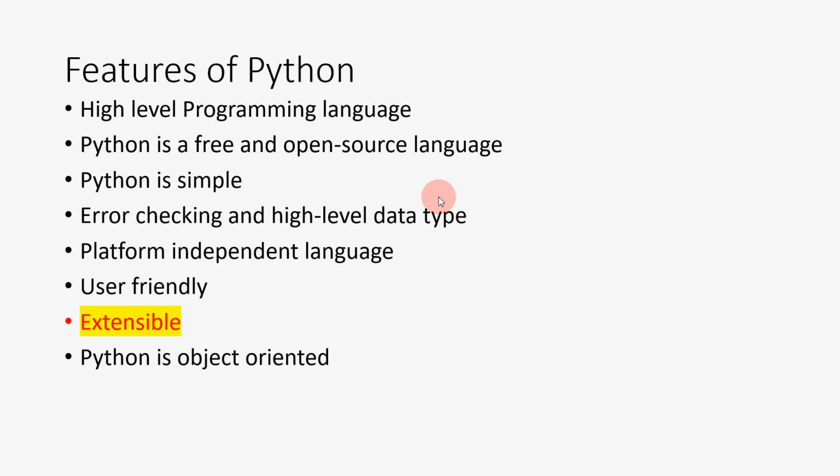Extensible. If you have a good knowledge of C programming, then it is easy to add new built-in functions or methods or modules to the interpreter. Python is object-oriented. Python supports object-oriented concepts.